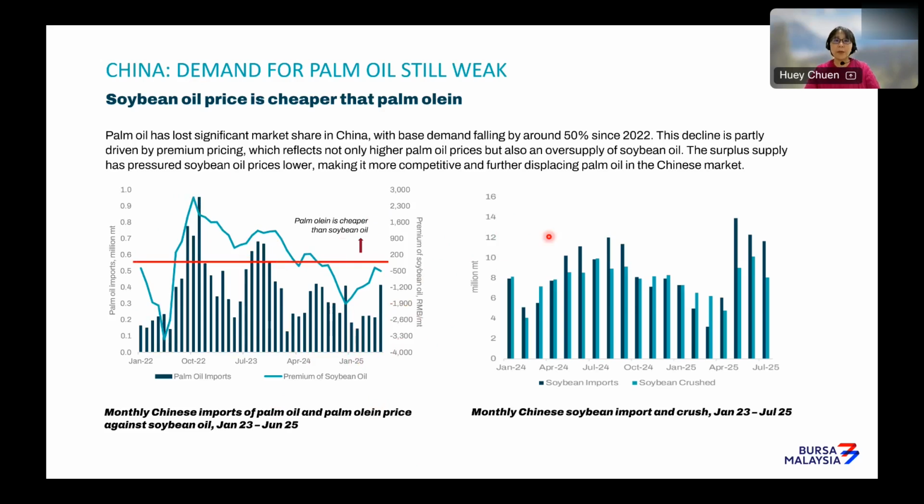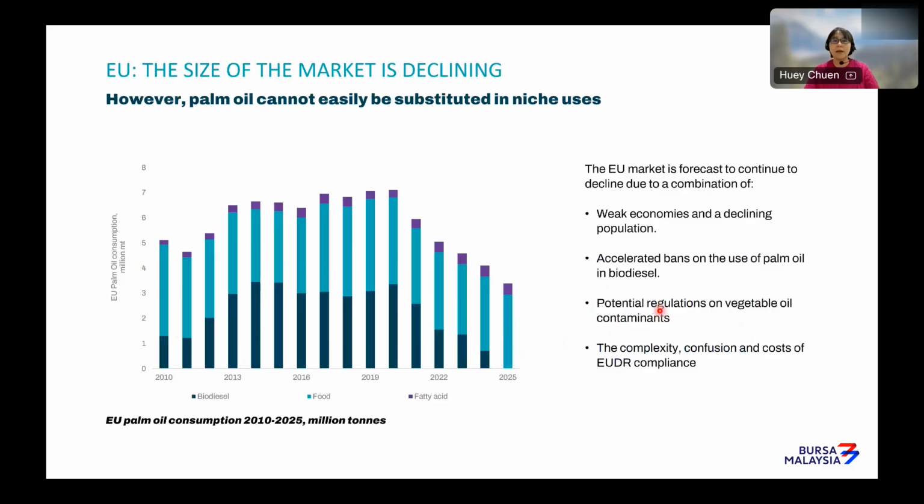Okay, so this is what happened that we're looking at the China market. And as I mentioned, China imports a lot of soybean. When they crush a lot of soybean, there's a lot of soybean oil in the market. And that's the reason why soybean oil prices are cheaper than palm also in the China market. Come to the EU, again, EU demand peaked in 2020, and it also started on a declining trend.